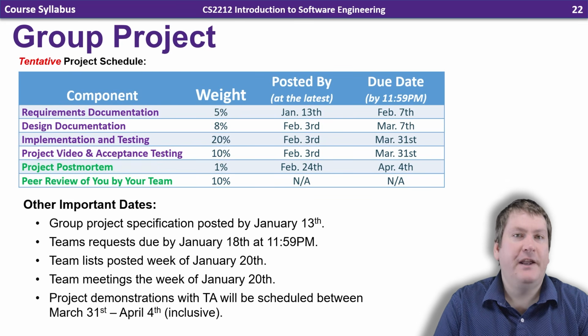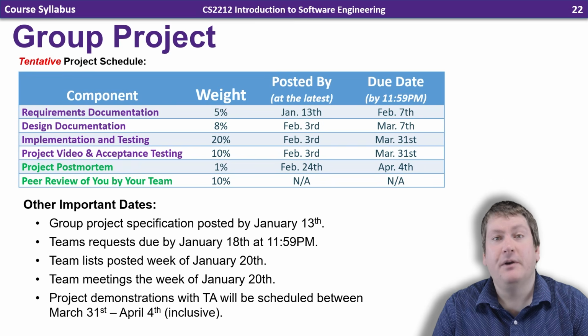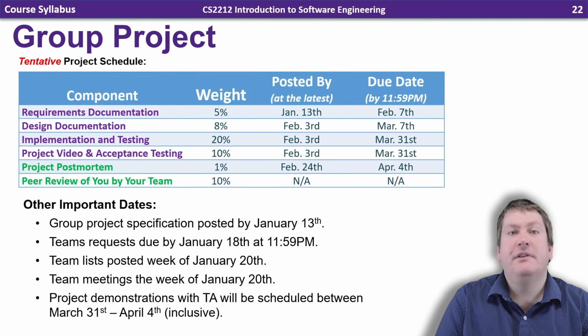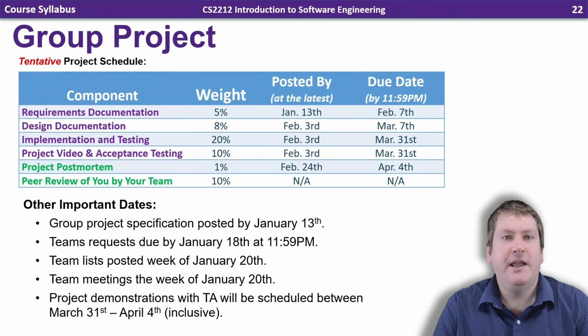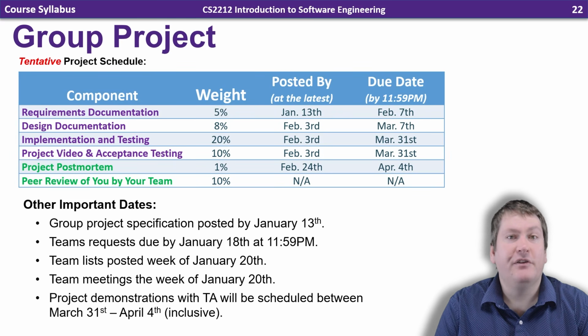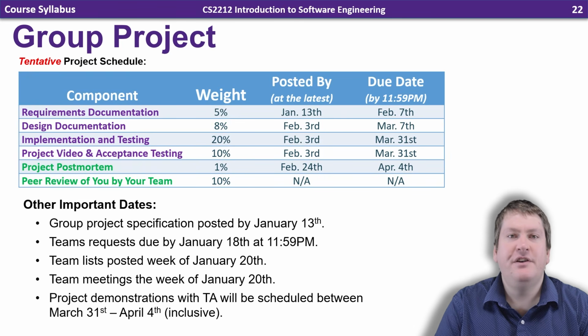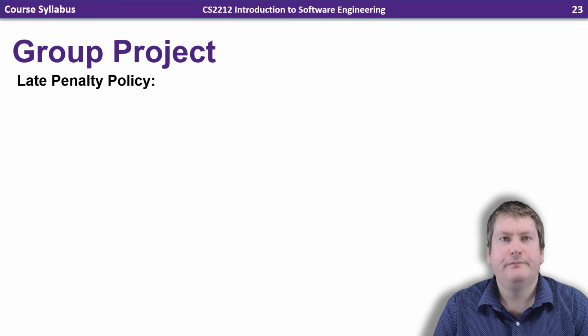Now, there are some other important dates here. The group project specification is going to be posted by January 13th. Team requests are due January 18th. Team lists will be posted on January 20th. And team meetings are also going to start the week of January 20th. The project demonstration with the TA, that's the acceptance testing, will be scheduled between March 31st and April 4th. That's the last week of class.